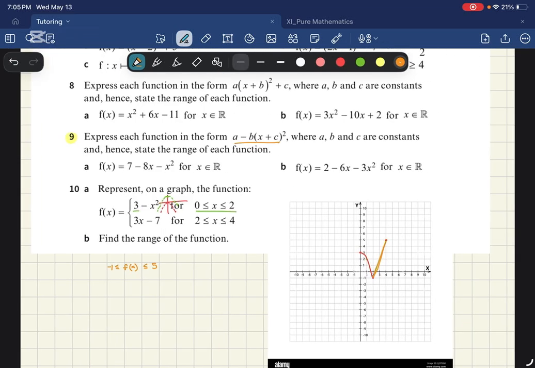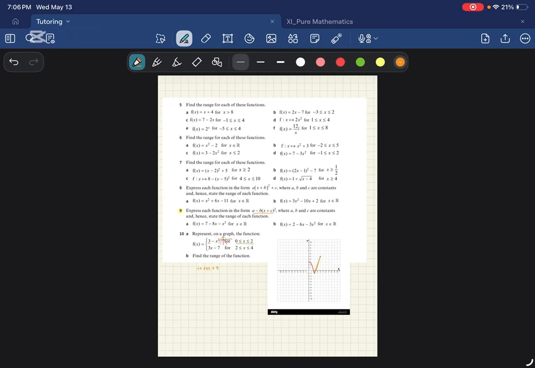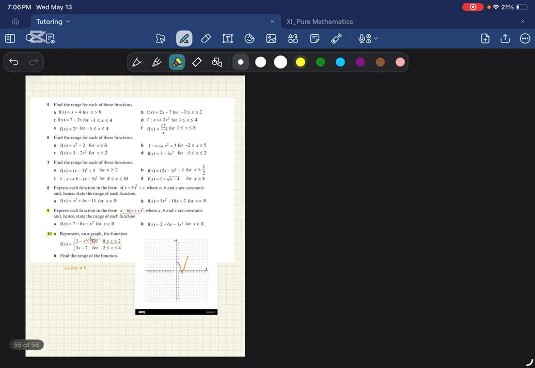All right. So if you pick a better scale for your graph, then your graph is going to look much better. But that is going to be your range from negative 1 up until positive 5. All right. So we are done with question 10.